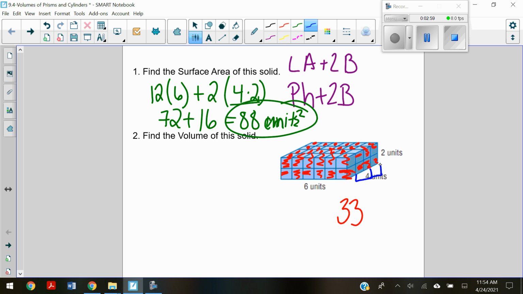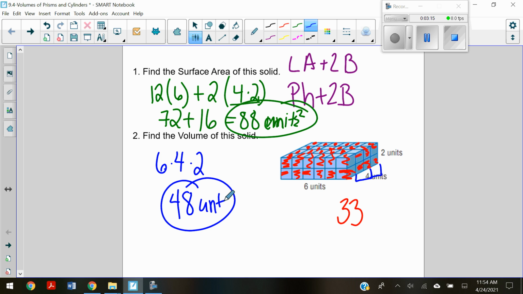But volume, you guys have talked about volume before. Base times height times length. So 6 times 4 times 2. So if you type that in your calculator, there should be 48 units cubed. All right, so we counted almost all of them. There were 15 that we couldn't see.